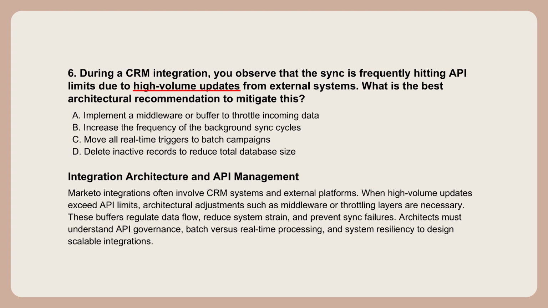Happens all the time. The exam suggests the best recommendation is to implement a middleware or a buffer. What's fascinating here is the acknowledgement that the solution to a Marketo API bottleneck isn't actually configured inside Marketo. Oh, that's a really good point. Yeah, it requires stepping outside the platform. When your API limits are being exceeded by high-volume, multi-threaded external updates, a middleware layer acts as a traffic controller. Okay. It ingests the massive payload from the CRM or the external data warehouse, holds it in a queue, and then drips it into the marketing automation platform at a rate that the API can actually digest.